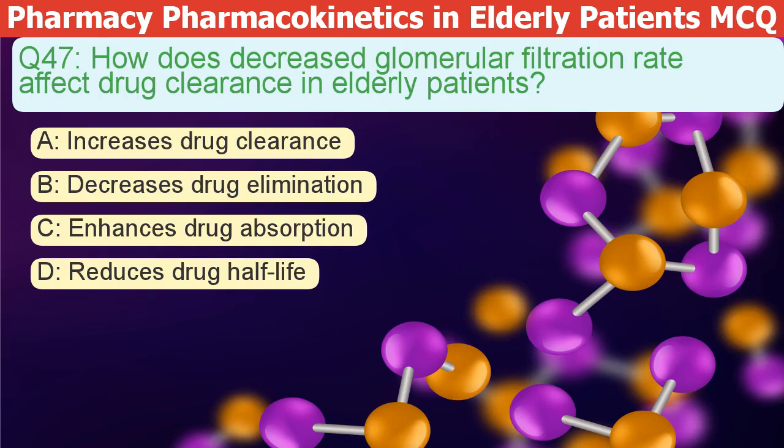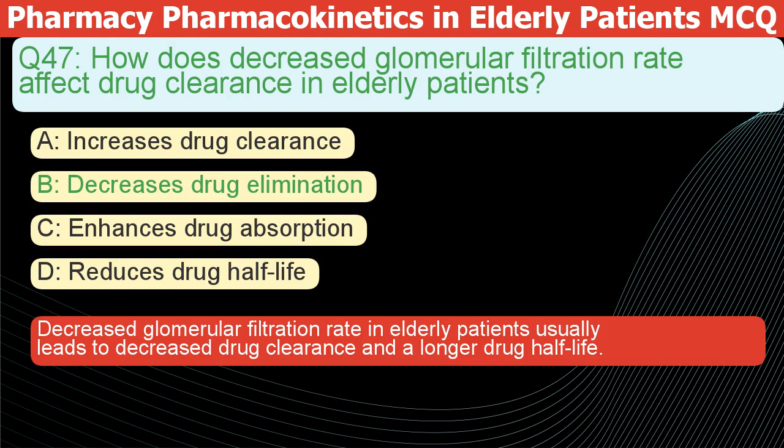How does the decreased glomerular filtration rate affect drug clearance in elderly patients? A. Increases drug clearance. B. Decreases drug elimination. C. Enhances drug absorption. D. Reduces drug half-life. The correct answer is B. Decreased glomerular filtration rate in elderly patients usually leads to decreased drug clearance and a longer drug half-life.